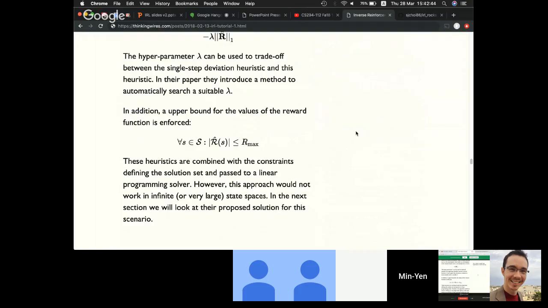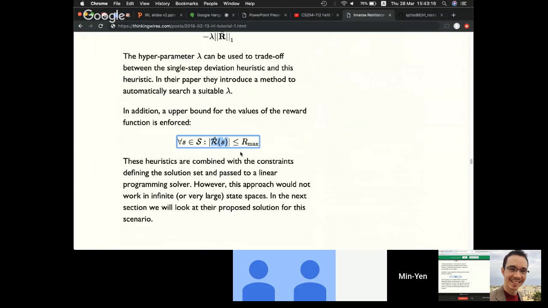Okay. So in addition, an upper bound for the values of the reward function is enforced. I'm not clear why you would do this. So it says there's a maximum reward. The estimated reward cannot exceed that. I'm not sure when this would happen. Why would you be able to get a bigger reward than the actual reward? Maybe it's because, no, I can't figure that out.